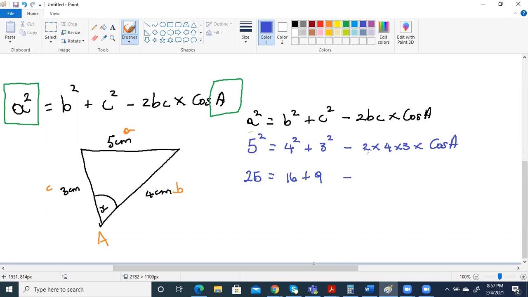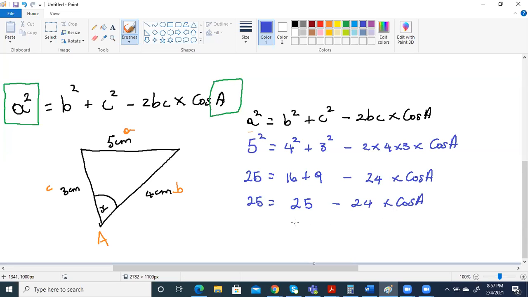Minus 2 times 4. 2 fours is what? 8. 8 threes is 24. Is that right? I hope so. 3 8s are 24, yes. Times cosine A. So we go again. 16 plus 9 gives us 25, I think, minus 24 times cosine A.